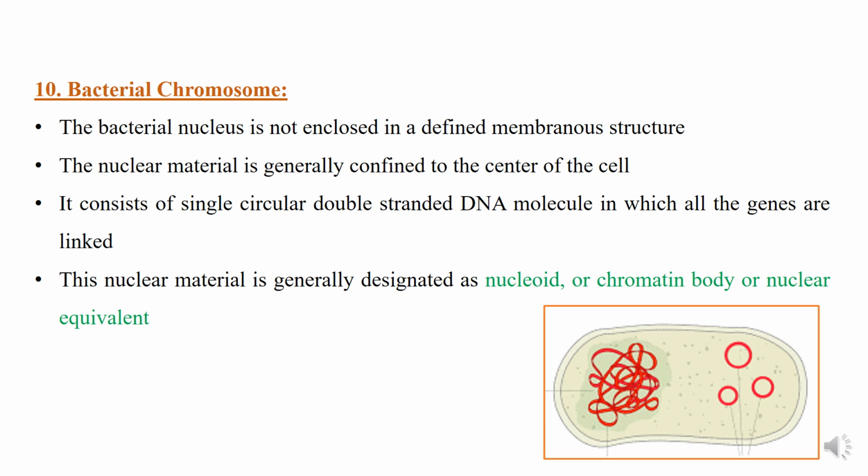In the bacterial chromosome, the nucleus is not enclosed in a definite membrane structure as we find in eukaryotes. Here there is no particular nuclear membrane. Hence this nuclear material is called a nucleoid, chromatin body, or nuclear equivalent. This genetic material is a single circular double-stranded DNA molecule that contains almost all the genes responsible for various functions of the bacteria. Here in this picture you can see the nucleoid and these are the plasmids.